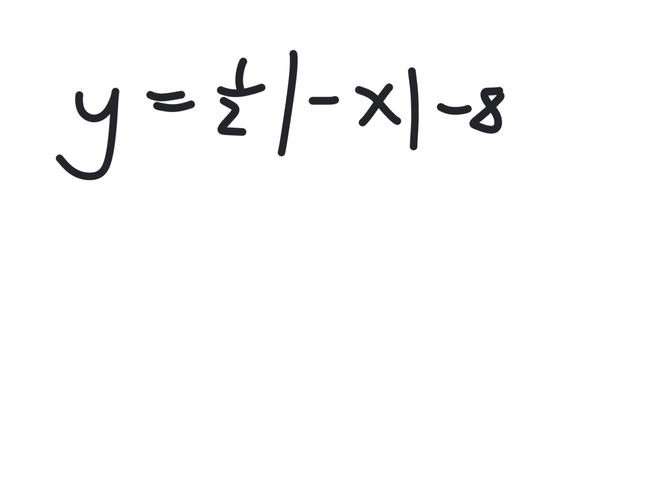Okay, so let's do a 1/2 in the front. And then it's an absolute value. And there's a negative on the inside. And then there's a -8 out here. In the right order. The last thing you do is the inside.